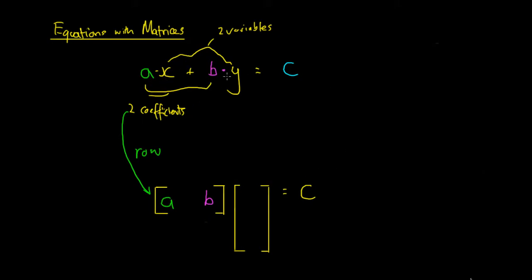And then we just take our variables and we put them into a column vector. So our variables here come down into this column vector: x, our first variable, goes in, and then y, our second variable, goes in. And that's how we write an equation with a matrix. So we just say our coefficients go into a row vector and our variables go into a column vector. And then we just let all of that equal to this constant which we had before, and that constant is equal to c.